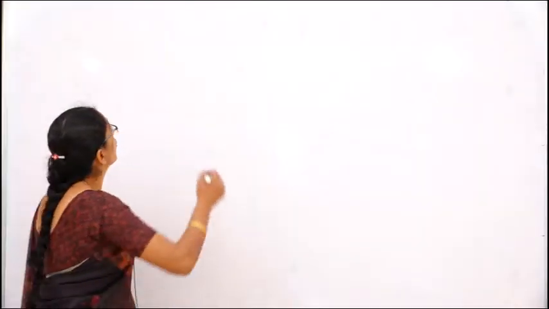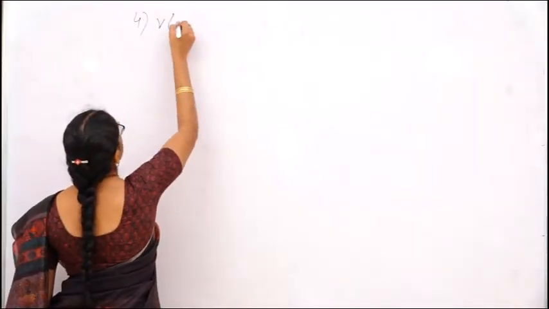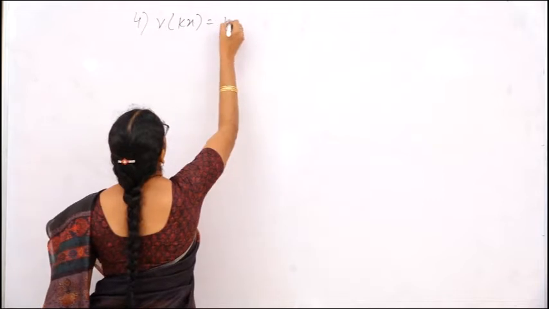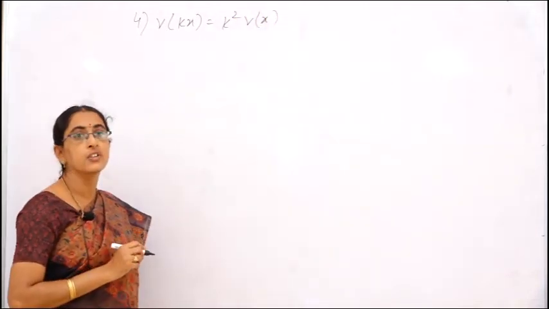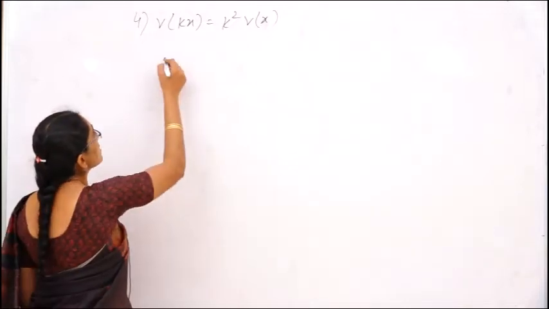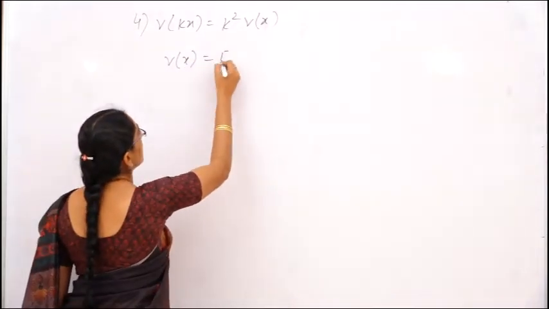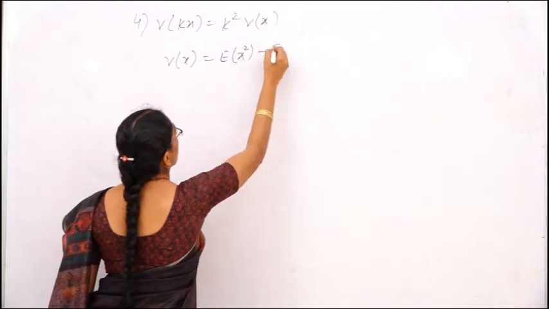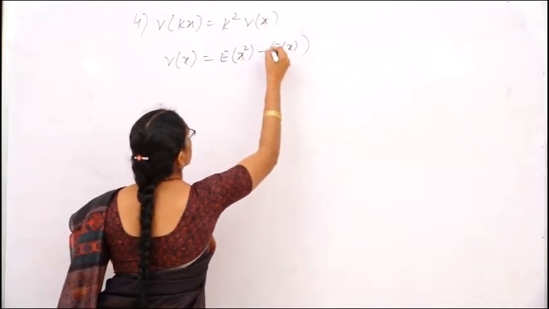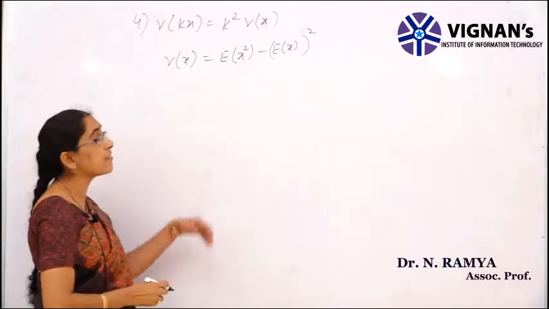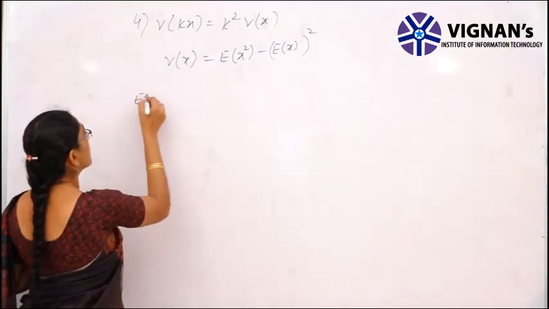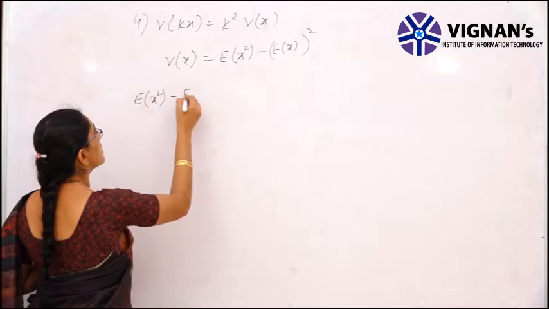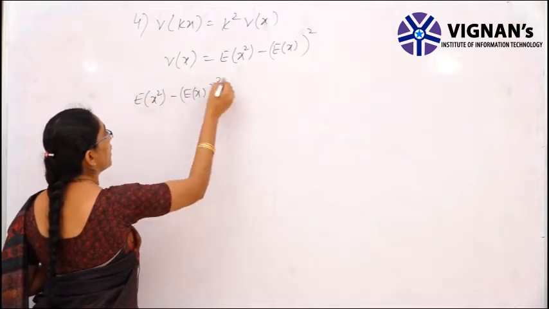Now let us see the fourth problem. Variance of kx is equal to k square into variance of x, where k is a constant. As I said earlier, the variance definition is expectation of x square minus expectation of x whole square. Now we have to consider this right hand side part.